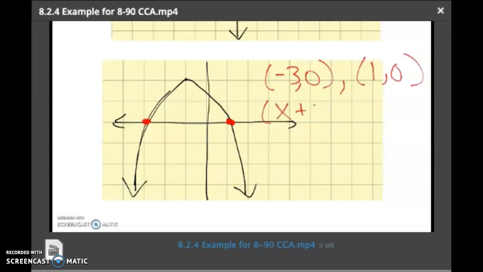This first one would have been x plus 3. Because if I take x plus 3 and set it equal to 0 and solve for x, I'll get -3. Then this factor over here would have been x minus 1. Because if I take x minus 1 equal to 0 and solve for x, I will get x equal to 1. So there is the area as a product, but this opens upside down, this parabola does. So to show that it opens upside down, I have to put a minus out in front of my factors.